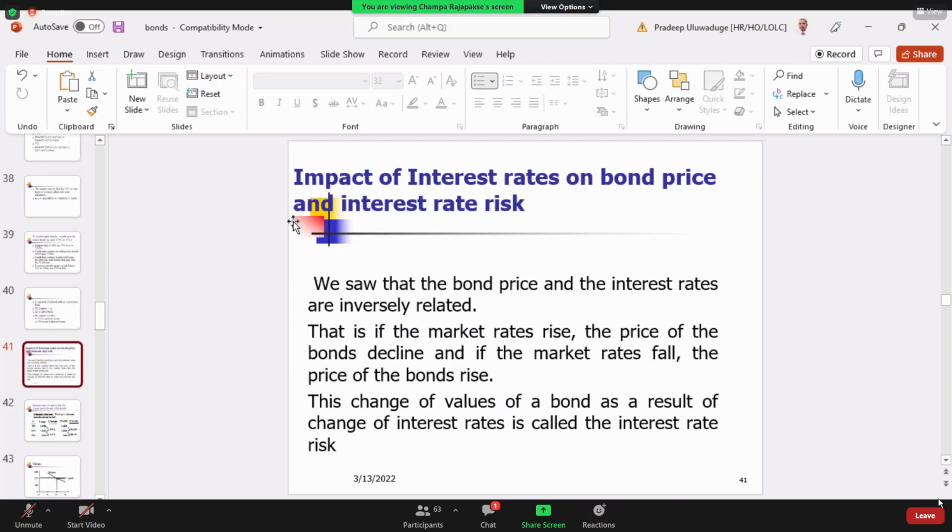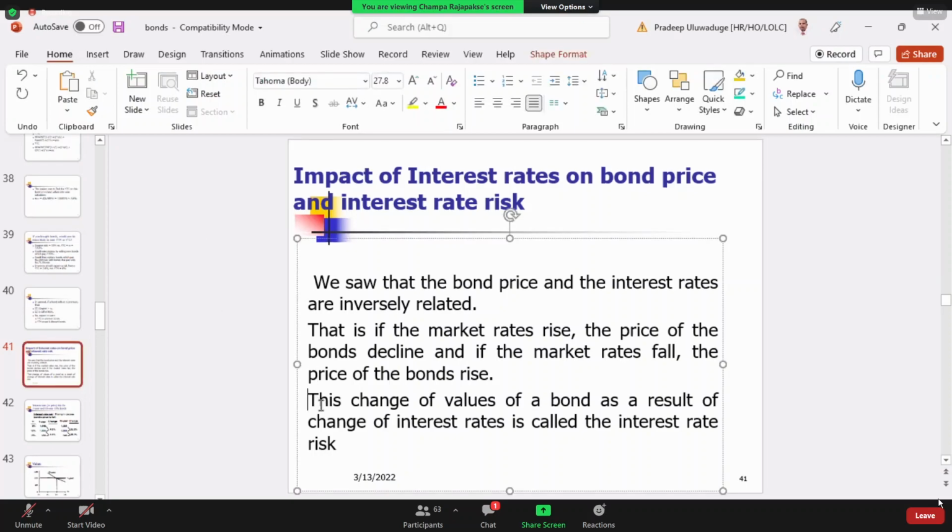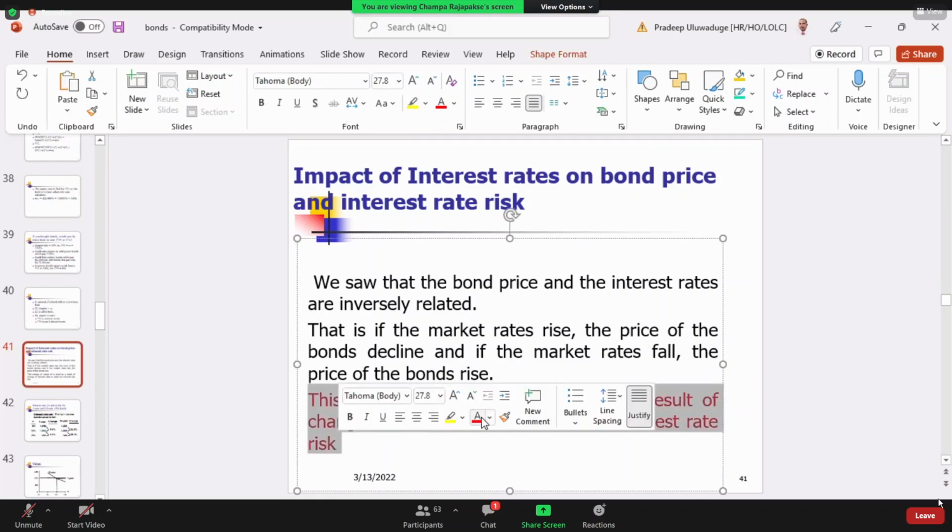If the market rates rise, the price of the bond declines. And if the market rates fall, the price of the bonds rises. This change of value of a bond, as a result of change of interest rates, is called the interest rate risk. So very commonly we ask short questions carrying 2-3 marks.